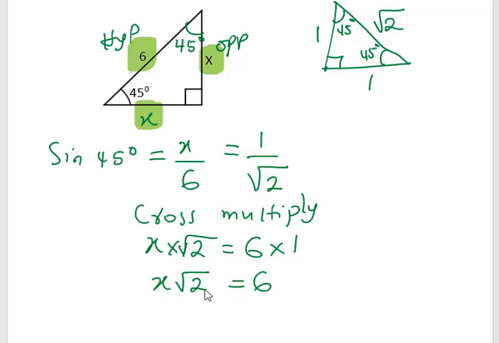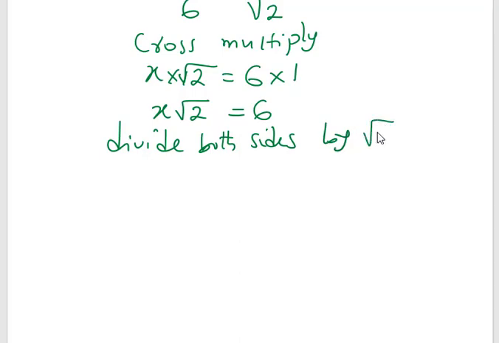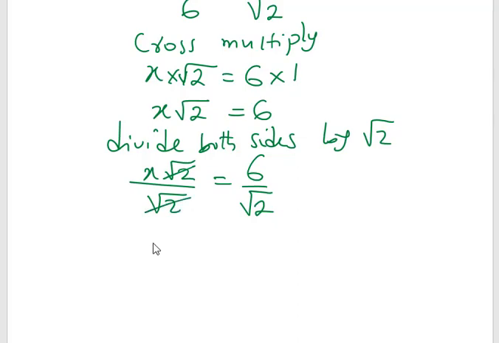This can also be written as root 2 x equal to 6. So you're going to divide both sides by root 2 to make sure the x stands alone. You want to make sure the unknown is standing alone independently. So we divide both sides by root 2. So x root 2 divided by this root 2, and then 6 over root 2. So the root 2's cancel out here, and then x is equal to 6 over root 2.